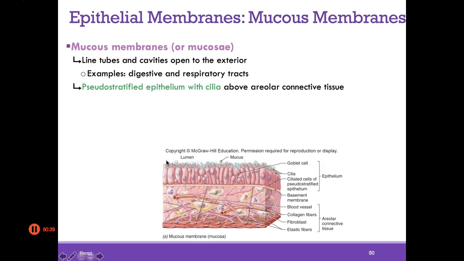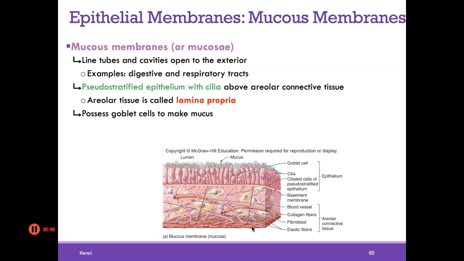A mucous membrane consists of pseudostratified columnar epithelium with cilia above areolar connective tissue. We call the areolar tissue the lamina propria. That's the specific name that we call the areolar connective tissue layer. Sometimes there is a smooth muscle layer beneath it as well in the mucous membrane, called the muscularis mucosae.